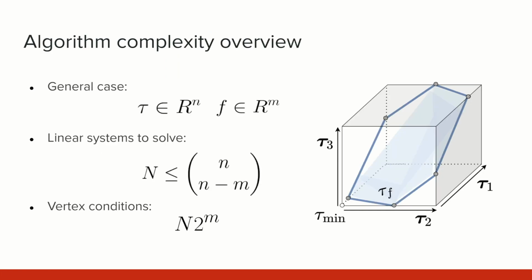For a generic robot with n degrees of freedom and m Cartesian forces, the proposed algorithm in the worst case resolves n-m out of n linear systems, and for each one it calculates 2 to the power of m vertex conditions. The in-depth analysis of this algorithm and the comparison to the state-of-the-art methods can be found in the paper.